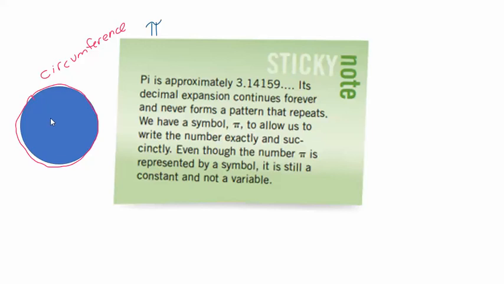Then see if you can measure the distance across. Well, that blue doesn't look very good. We'll use pink again. Measure the distance across the circle. That's called the diameter.